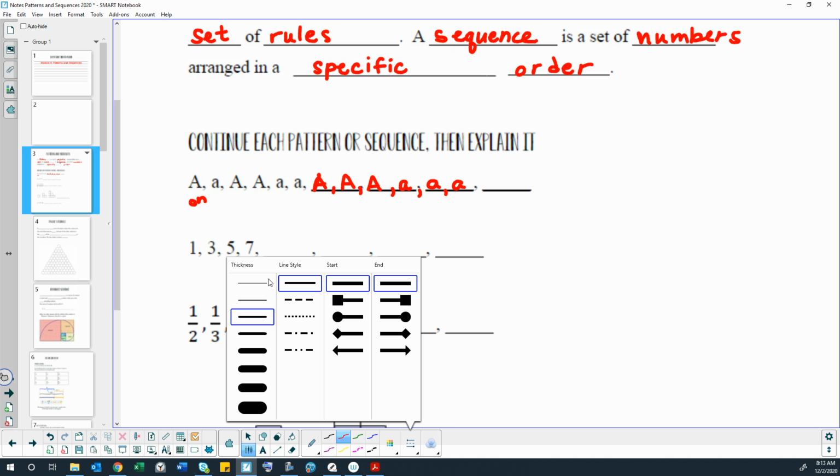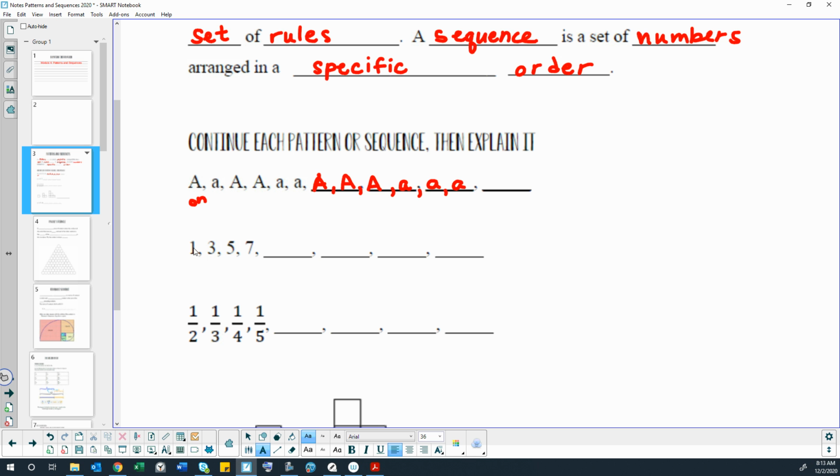Here, I'm actually going to switch to my text so I can type it in instead. Red is fine. Okay, so explain it. So I'm just going to put explanation. You don't have to write that part. I'm just making it very clear for people watching my video.